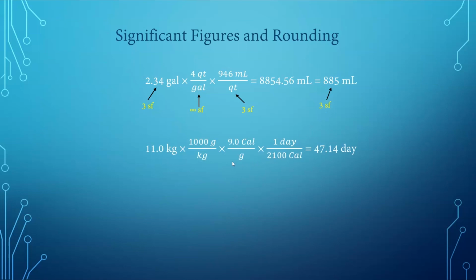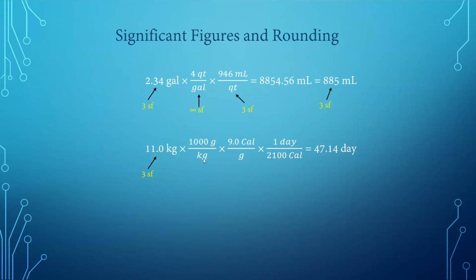Another problem we did was calculating the number of days a person could survive on their body fat. So let's go through each of these values and figure out how many significant figures they have. If you remember, a 0 after a decimal point like this is significant. If we left that 0 off, it would read 11 kilograms, and that would mean somewhere between 10 and 12, not very accurate. By adding the 0, we're telling people it's measured to the nearest tenth of a kilogram. Now it's somewhere between 10.9 and 11.1. So this one has 3 significant figures.